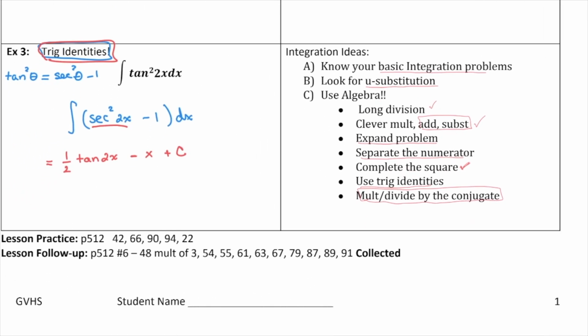Next, you're going to practice many types of these problems. Be on the lookout for all of these integration ideas.